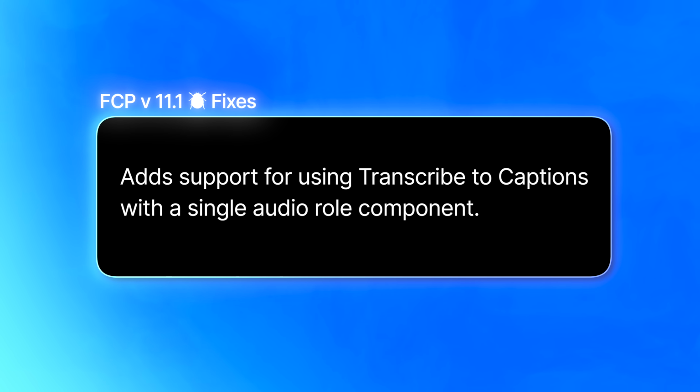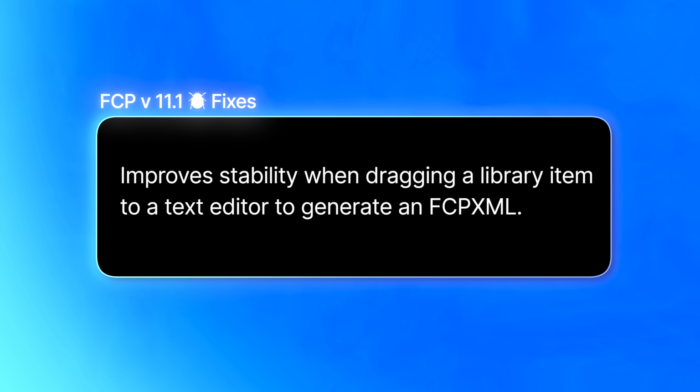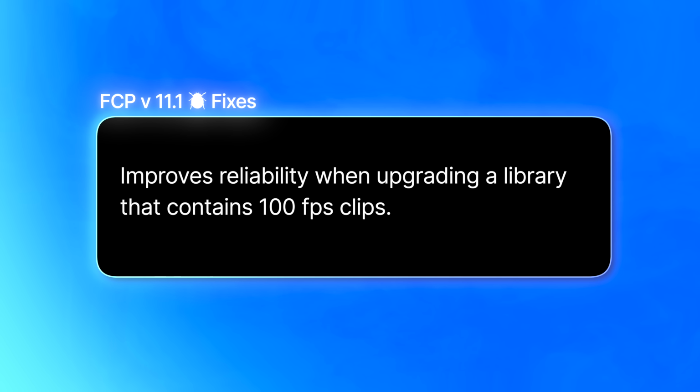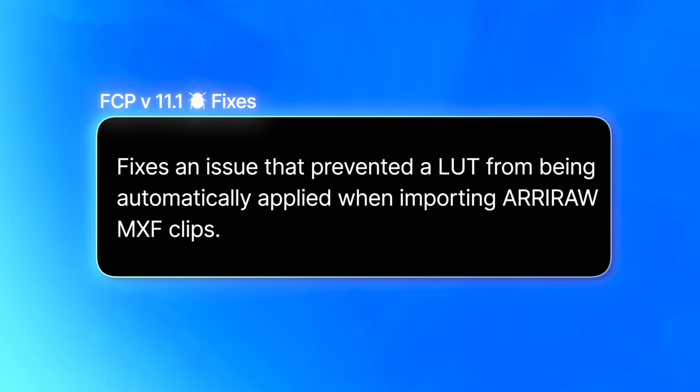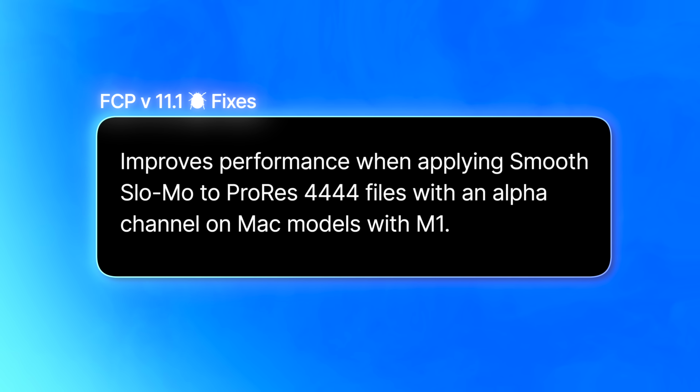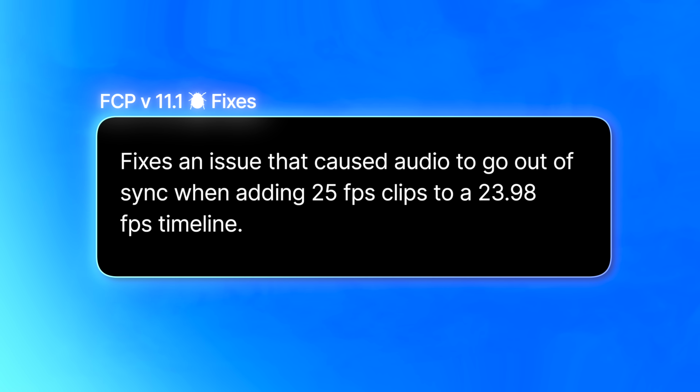They added support for using transcribed to captions with a single audio roll component. They improved stability when dragging a library item to a text editor to generate an FCP XML. They improved reliability when upgrading a library that contains 100 FPS clips. They improved reliability when sharing a project that includes Arri ProRes MXF media. They fixed an issue that prevented a LUT from being automatically applied when importing Arri RAW MXF clips. They improved performance when applying smooth slow-mo to ProRes 4444 files with an alpha channel on Mac models with an M1 chip.